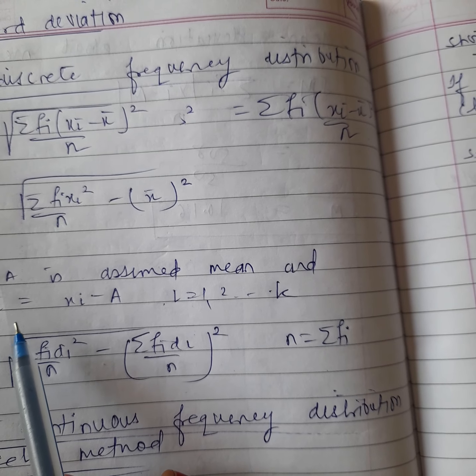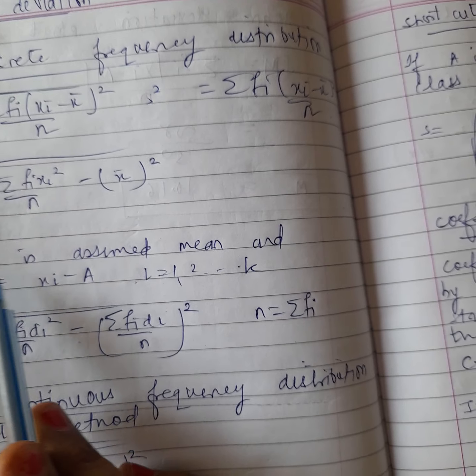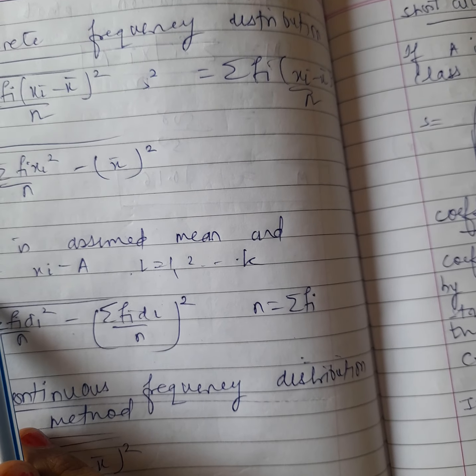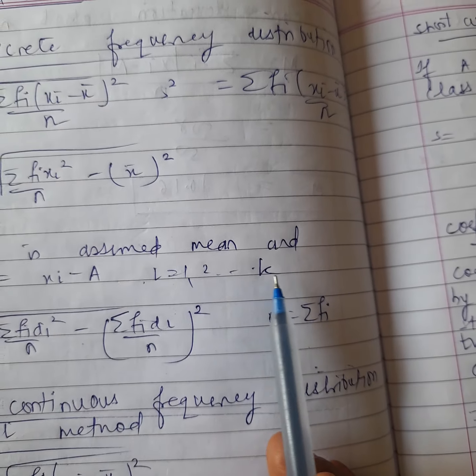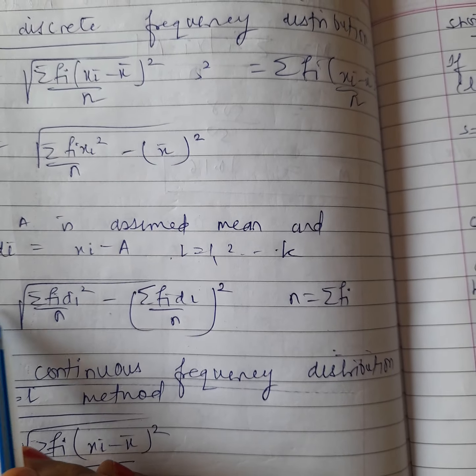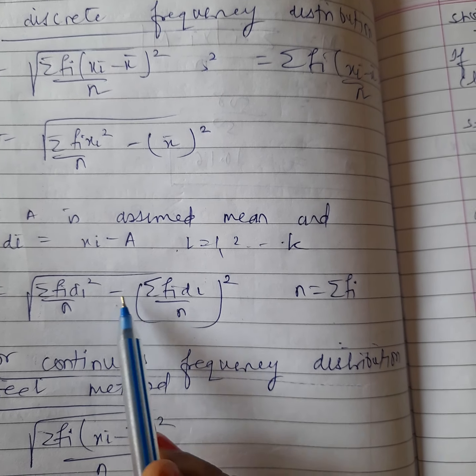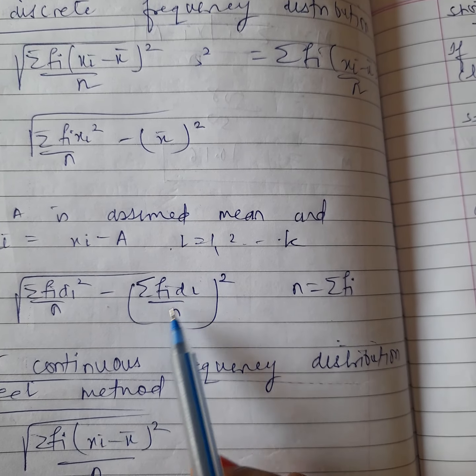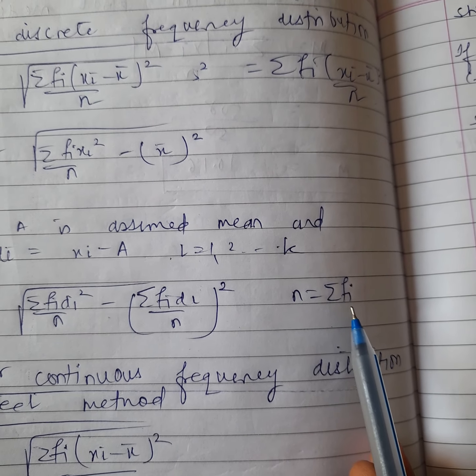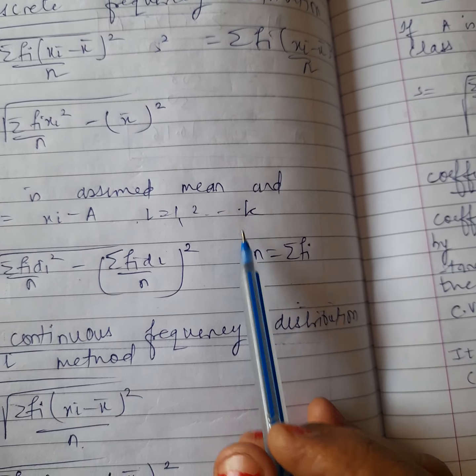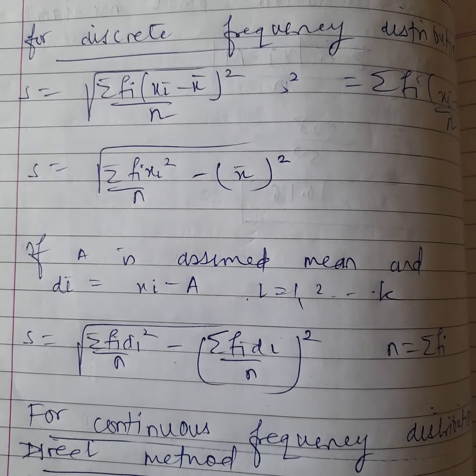Now, another formula for finding the standard deviation is: let A be the assumed mean and di equal to xi minus A, where i is from 1 to k. Then the standard deviation is s equal to the square root of summation fi di square upon n minus (summation fi di upon n) the whole square. Here n is the summation of frequency. So this formula is for the discrete frequency distribution.